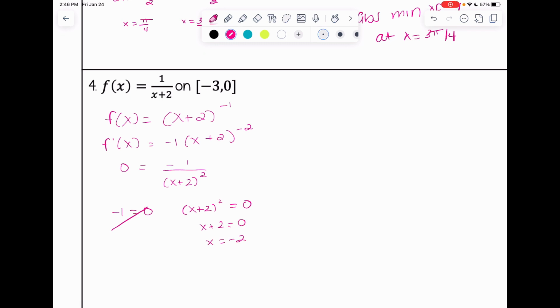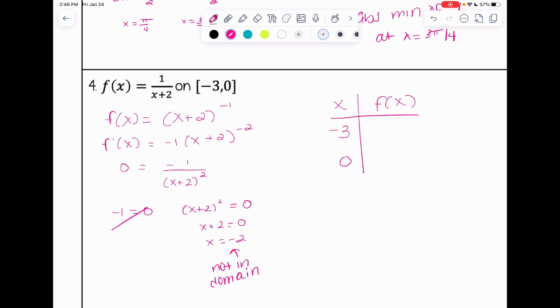However, we might take note of this, and if we don't see it here, we'll see it eventually when we make our table of values. This is not in the domain of the original function. If you plug -2 into the original function, you would get something undefined. You'd be dividing by 0. So we know that there's not going to be an absolute min or max at -2. You could realize it there, or you'd realize it again in a minute when you're filling out your table of values. So I'm only going to really consider -3, and I'm going to consider 0.